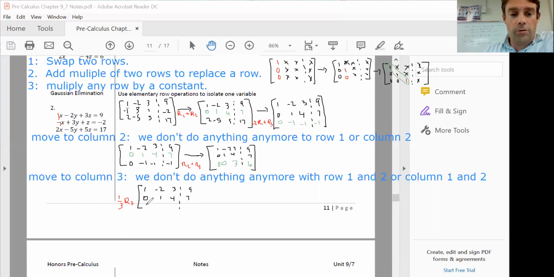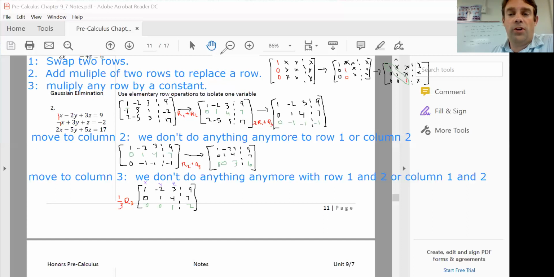So 0 times 1/3 is 0. 0 times 0 is 0. 3 times 1/3 is 1. So we're essentially just dividing by 3. And 6 times 1/3 is 2. You can see all the diagonal of 1s. There's 2s below them. Now this is where this gets really cool. Remember what these columns represented. These were our x's. These were our y's. And these were our z's.